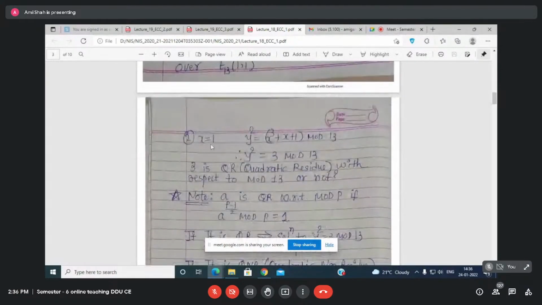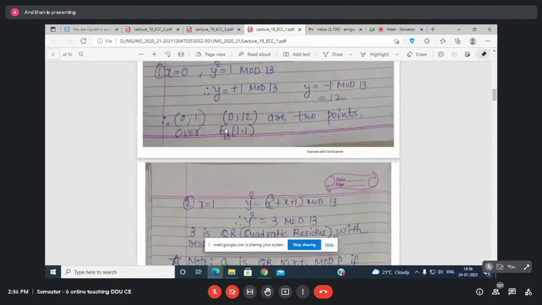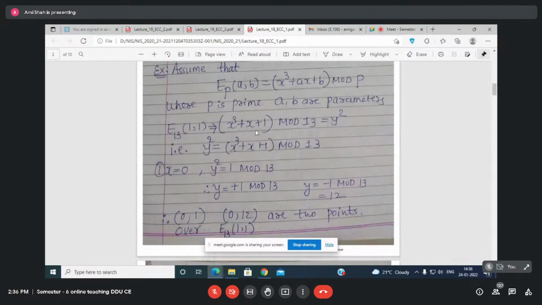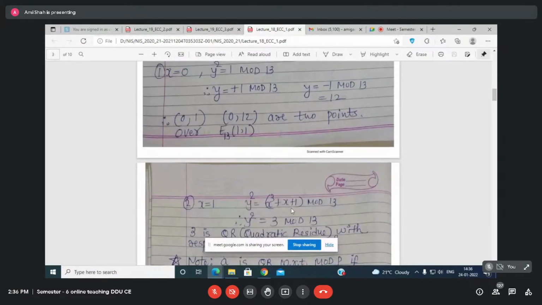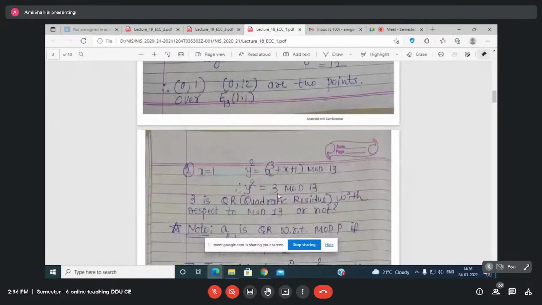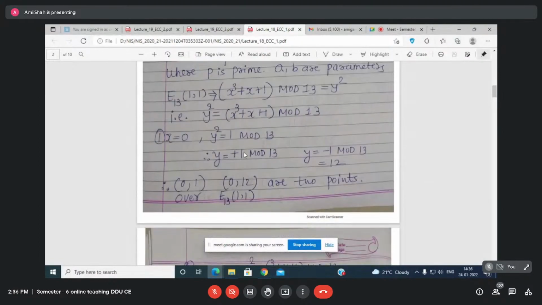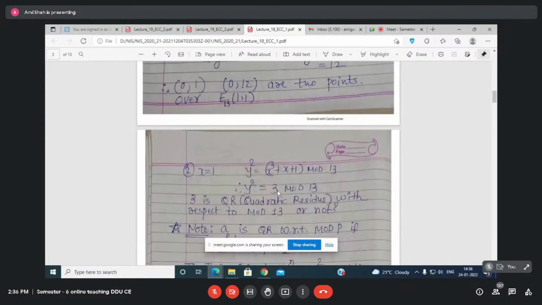Similarly, you have to put x equals 1. Now when you put x equals 1 in the equation y square equals x cube plus x plus 1, you are getting 3. So see, each and every time you have to check whether the square roots are possible or not. Here it is 3, the square roots are not possible. So if the square roots are not possible, then you have to check whether it's a quadratic residue with respect to mod 13 or not, right?